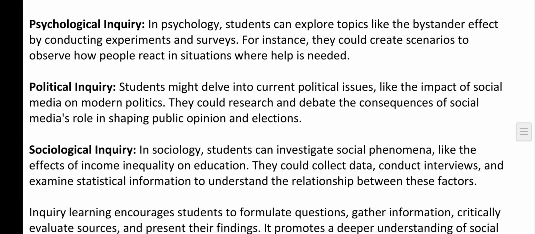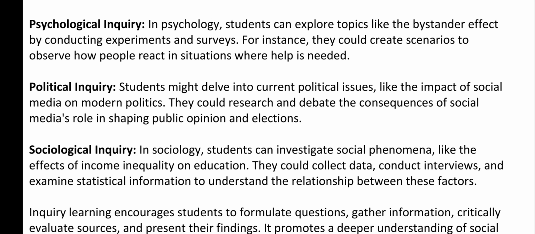All right. Now psychological inquiry. In psychology, students can explore topics like the bystander effect by conducting experimental surveys. For instance, they could create scenarios to observe how people react in situations where help is needed. So psychological inquiry is a type of study method in social science where the students can explore different topics like the bystander effect, and they can conduct experiments where they do something suddenly without the knowledge of the people, and see how people behave in a situation where they need help, for example, an earthquake or volcano or any natural calamities. I mean to say how they behave during natural calamities and how they behave during this experiment conducted by the students. So that can be compared.